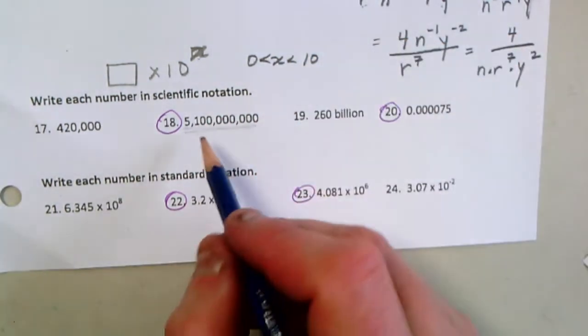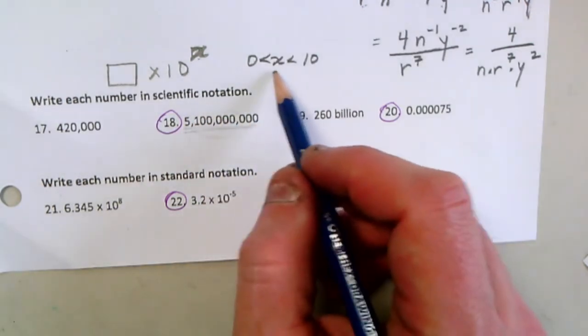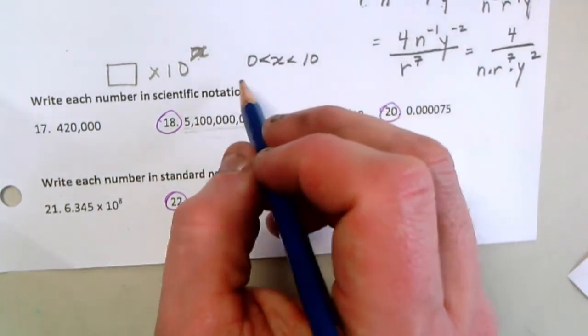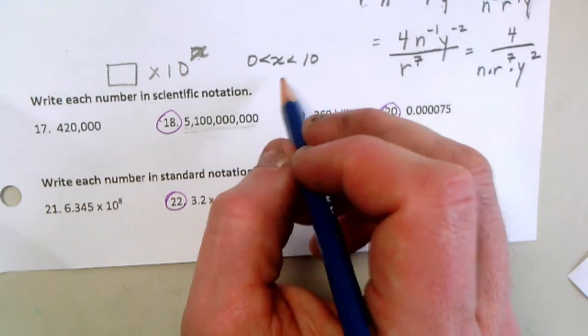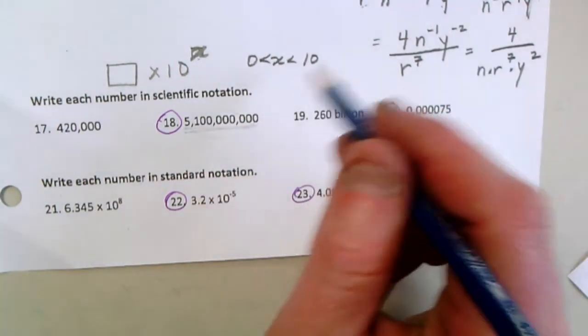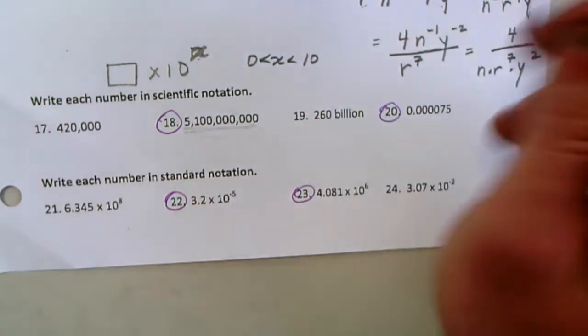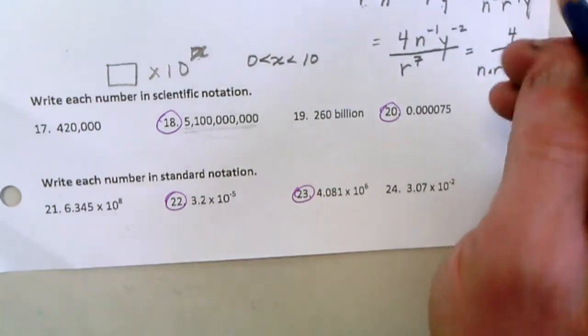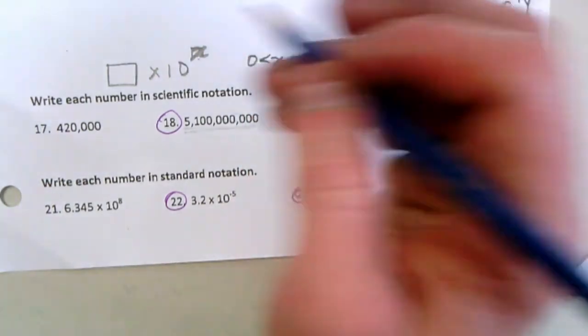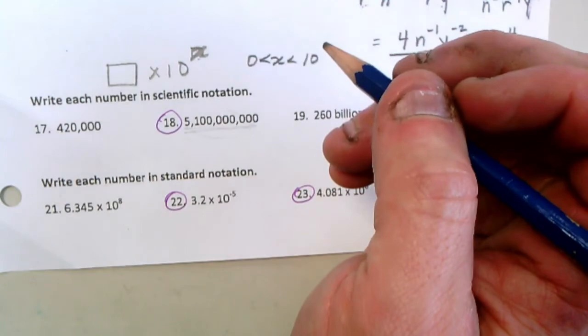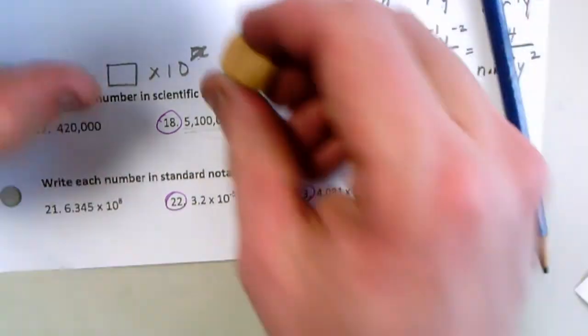If it's a small number, it will have to lie between 0 and 1. Anything bigger than the original number, or a large number, then it's going to be between 1 and 10. This number right here, oh, hold on. I think I just told you wrong. Let me back up just a second.